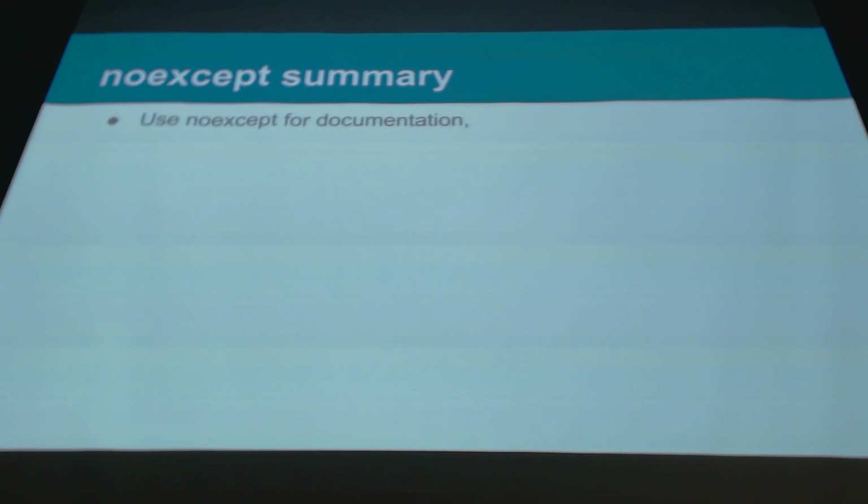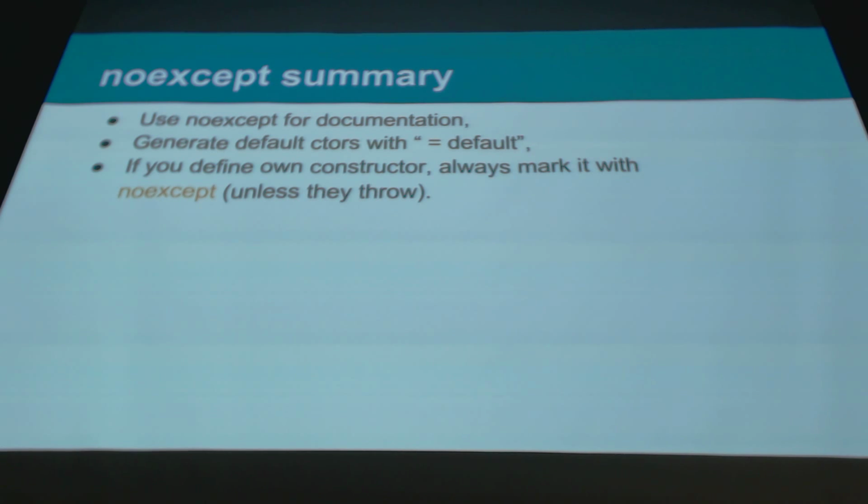So, summary. We should use noexcept for documentation. Of course, if something doesn't throw, we can mark it as noexcept, and it's much better than using throw. Always use noexcept instead of throw because it's just better. And if you mark the move constructor as throw, then it will be not noexcept, right? So we will not get all these features that we want.